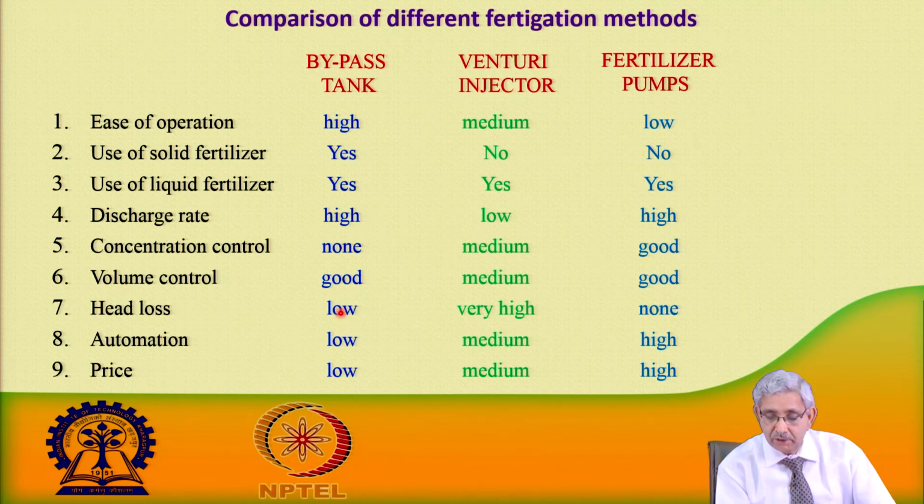Head loss, there is a low head loss, then a very high head loss takes place in the Venturi system, and there is no head loss as the pump is being used. Automation, one cannot use the bypass system for automation. This can be done to a certain extent with the Venturi, but the pump is highly suitable. In most cases the injection pumps are used coupled with the automated irrigation system. Price is low, then medium and high. So, price is relatively high in the case of fertilizer injection pumps.